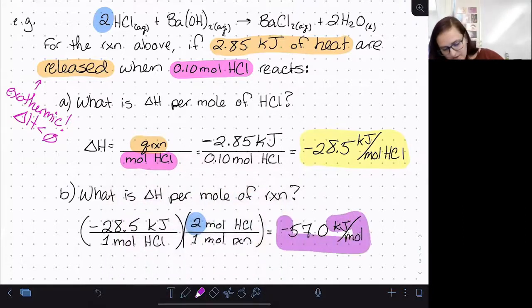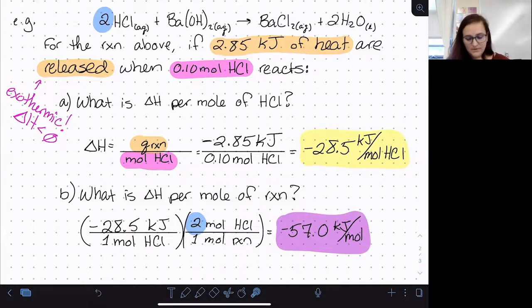So these two different ways of expressing delta H are both valid. This second way is more common, but they both work as long as you label them appropriately. If something just says per mole, it probably means per mole of reaction. If it's talking about one specific reactant, it'll usually specify which one it is. Per mole of HCl would get you a different value than per mole of barium hydroxide. So make sure you read what the question's asking you for in the context of a quiz or a test or something. But as long as it's labeled appropriately, in the real world, either one is valid.